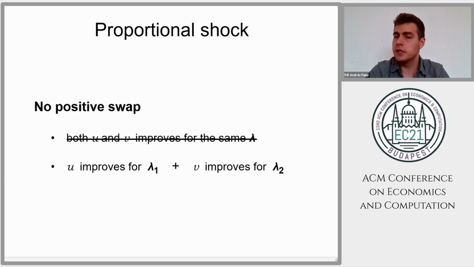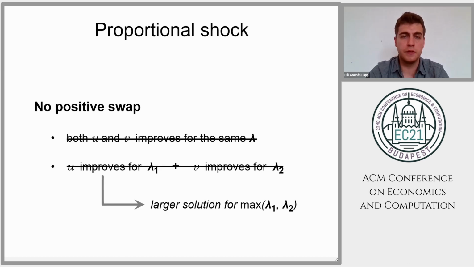And the more subtle case here is when a swap is positive because it's better for U for some shock size lambda 1 and better for V for some other shock size lambda 2. And then similarly to the previous proof, one can actually show here that we can construct a larger solution for the bigger one of these shock sizes, which is again a contradiction. So there is no proportional swap in any of these first two models.